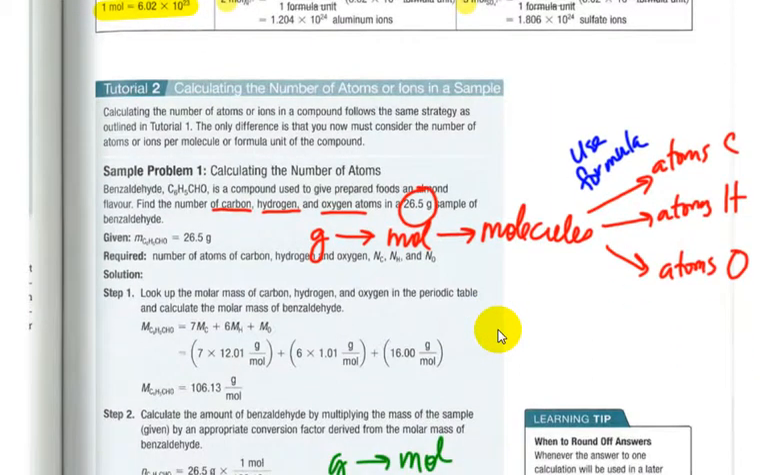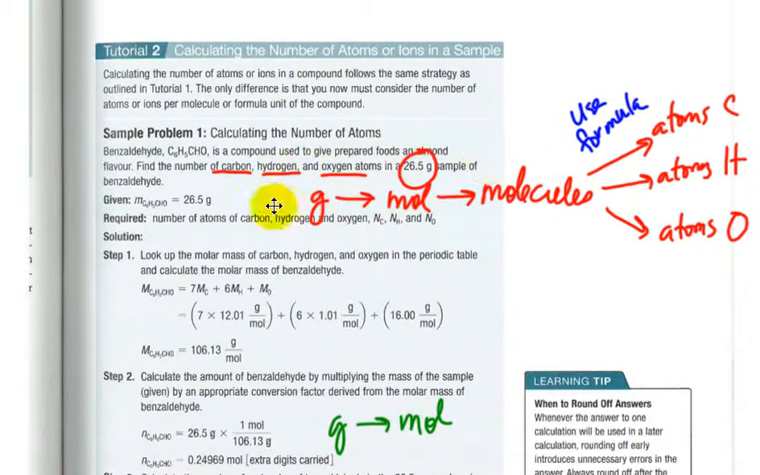So if I look at the sample question here. Benzaldehyde, C6H5CHO, is a compound used to give prepared foods an almond flavor. Find the number of carbon, hydrogen, and oxygen atoms in a 26.5 gram sample of this. So the rationale here would be to go from grams to moles to molecules. So figure out first how many molecules of this we have, and then from there we can use the formula to determine how many atoms of carbon, how many atoms of hydrogen, and how many atoms of oxygen are present.